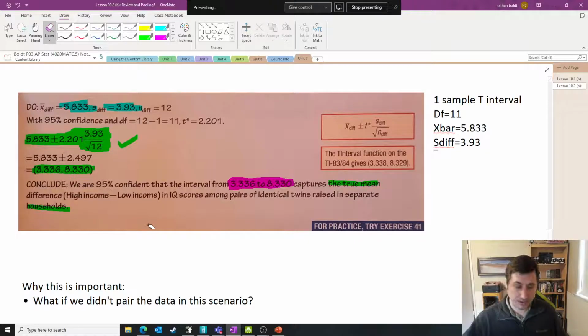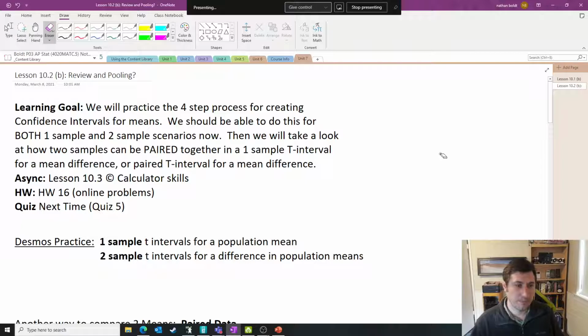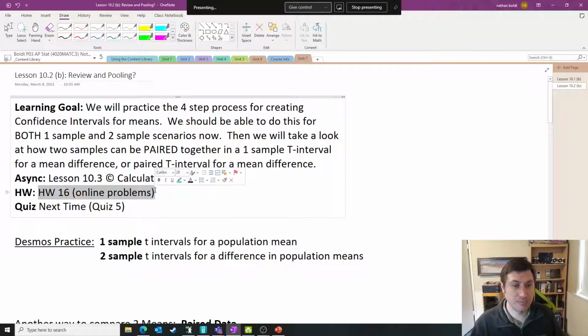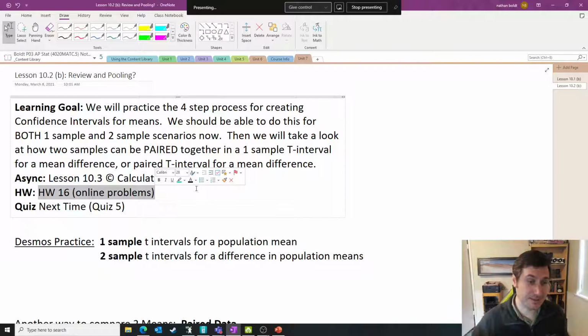All right. So your homework will have some questions like that on it. Hopefully they make some sense. But beware, it does have a few like the ones from the Desmos, I think. I tried to put both on there. So it will have some that end up being 2 samples. And then it will have some where it's paired together and it ends up being a 1 sample.